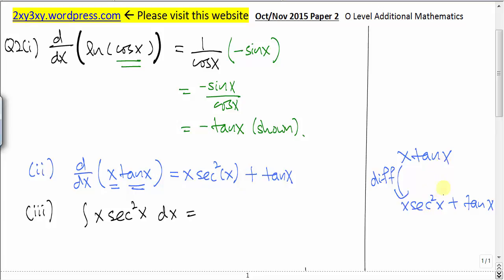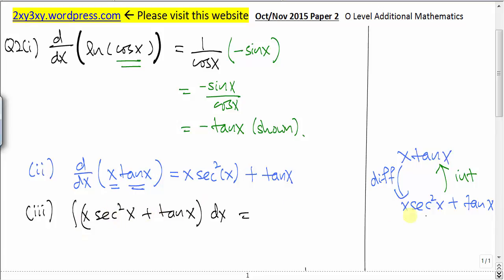It implies that if we are to integrate this expression here, the result is x tangent x. That means if we integrate this expression here, the result we should get is x tangent x. Because this is an integration, we have to put a plus c at the result here. So let's split this integration into two parts. This is a plus. We can apply the integration to this expression plus the integration to this expression.